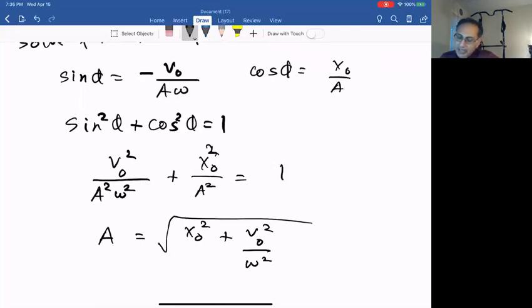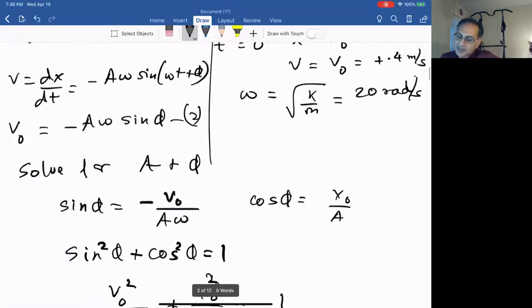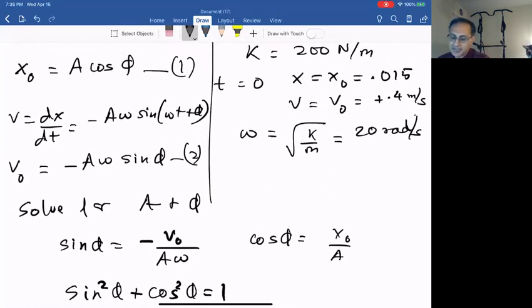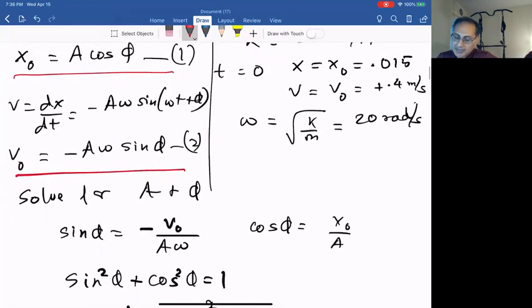Okay, how would you find phi? For that, you can use a trick that we've used many times in the course. We have our equation one right here and equation two right here. Can you look at these two equations and remember the trick we used to find phi? What we have always done is divide the equation that has the sine in it by the equation that has the cosine in it. So we want to divide equation two by equation one. And what does that give us?